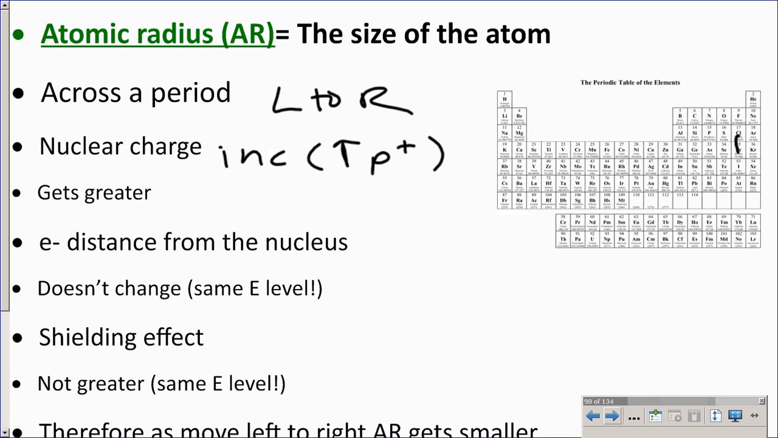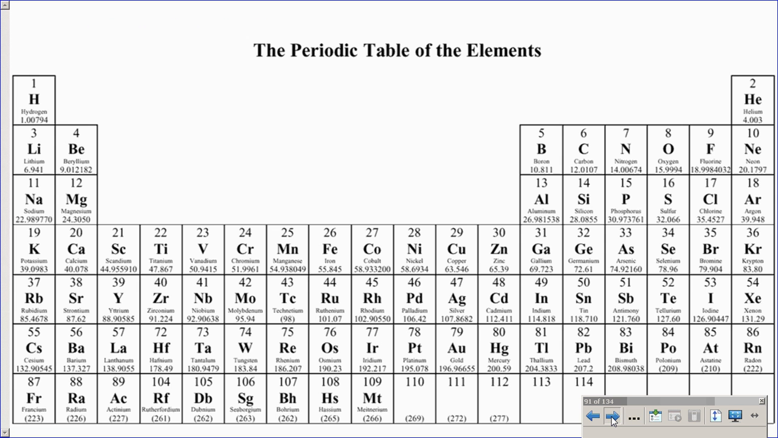There's a bigger positive charge on this side, which causes the radius to shrink because of the attraction. Okay, so that's just a general atom. Let's talk about ions now. So ions.